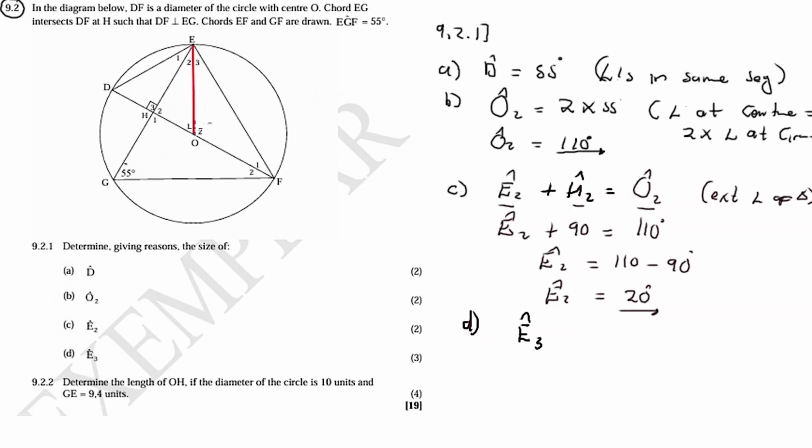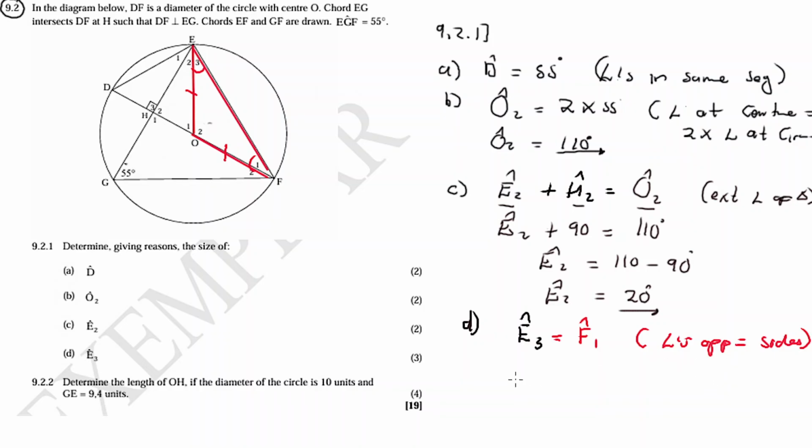This is a radius. This is also a radius. This triangle has two radii, which means it is an isosceles triangle. So the opposite sides are equal. The radius and the radius are equal, right? So it means that E3 and F1 are equal. So E3 is also equal to F1. Angles opposite equal sides.